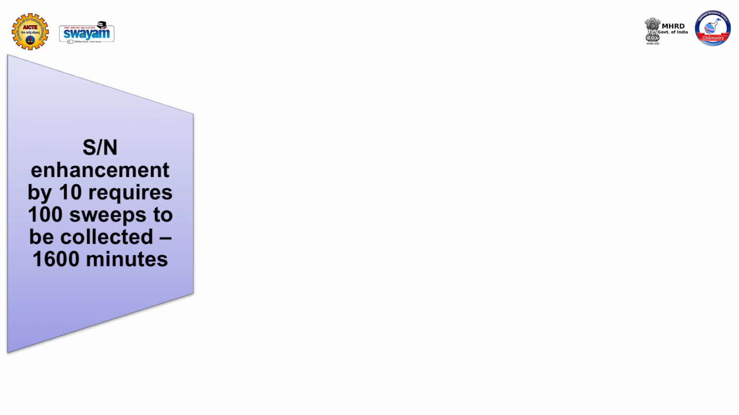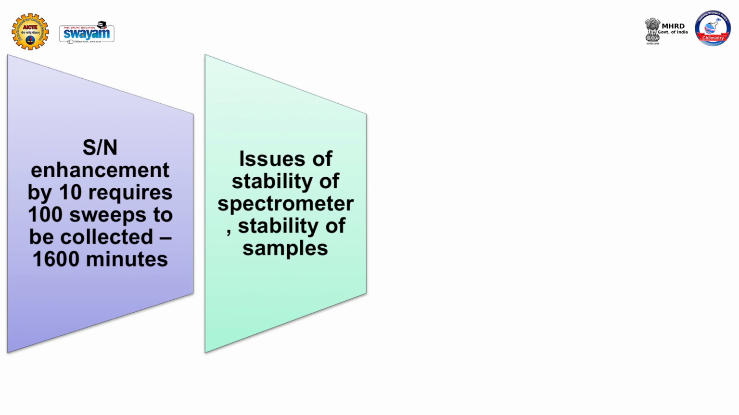Magnetic field was generated by electromagnets, and that will generate a lot of heat, and you will have to have a power supply which is stable. Therefore this is a very demanding thing, to have a spectrometer which is stable for so long without any disturbances, and that was a problem. And therefore these issues of stability of the spectrometer, and the stability of the samples, are also a concern.